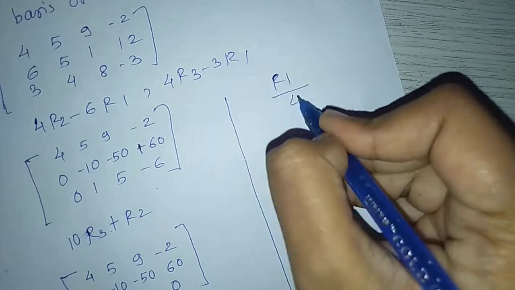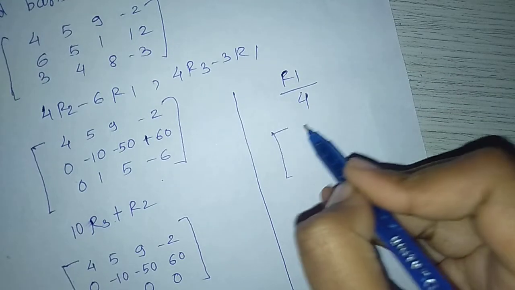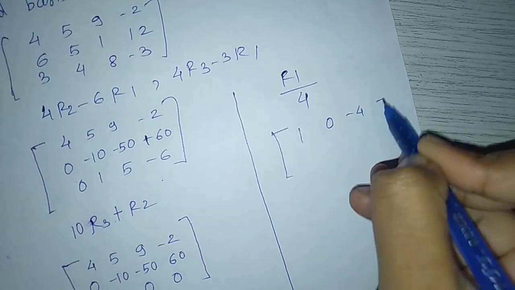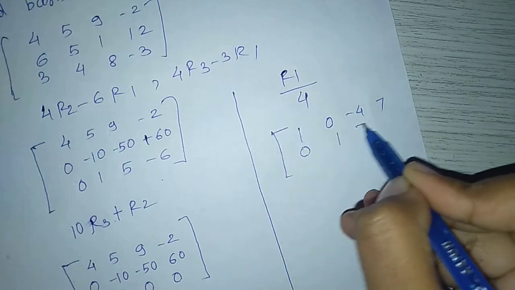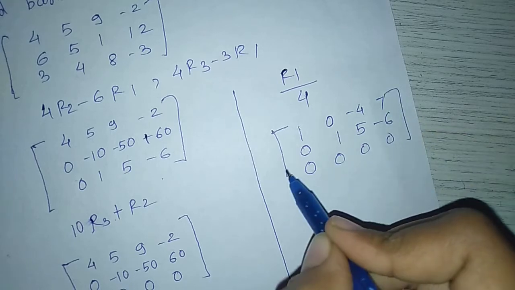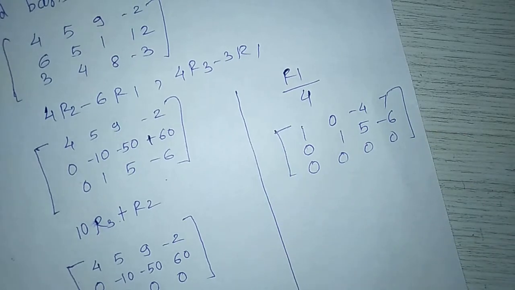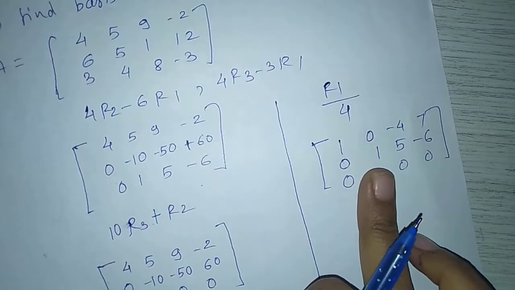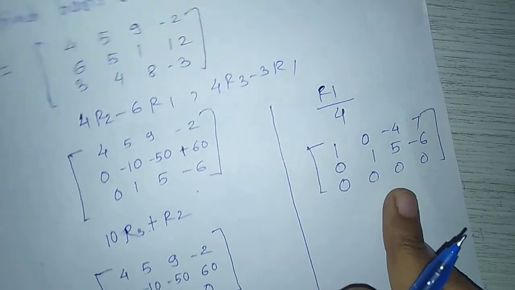Next row operation is R1 upon 4, we get 1, 0, -4, 7; 0, 1, 5, -6; 0, 0, 0, 0. We know how to convert a matrix into reduced row echelon form. This is nothing but the reduced row echelon form of matrix A.